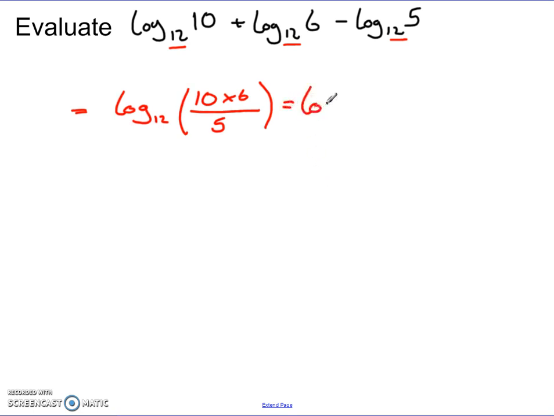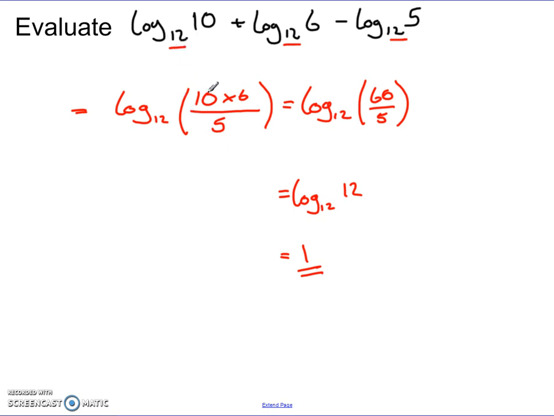So in this case, I'm going to end up with log to the base 12 of 10 times 6, which is 60, divided by 5. And we simplify it as much as we can at this point. So 60 divided by 5 gives me log to the base 12 of 12. Well, look, base number and the number here are the same. Ultimately, we know that's going to equal 1. So simplifying it down when it's more than one term is actually quite straightforward. We just have to make sure of these little tricks.